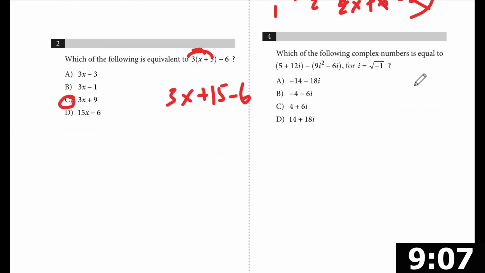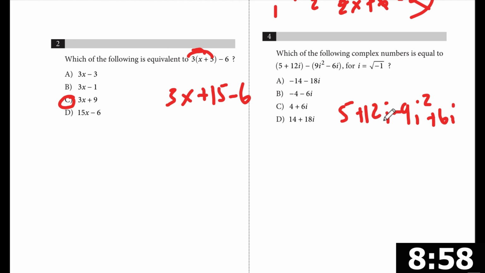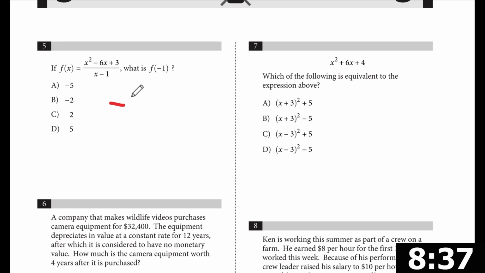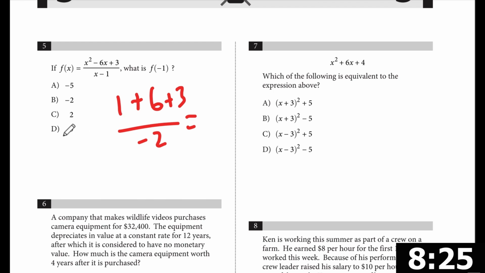Now, which of the following complex numbers is equal to 5 plus 12i minus 9i squared plus 6i, simply just simplifying. 12i plus 6i is 18i, so I have negative 9i squared plus 18i plus 5. I squared is negative 1, so I have 9 plus 18i plus 5. 9 plus 5 is 14, so I have 14 plus 18i, meaning this would be D. Now for question 5, f of negative 1, I just plug in negative 1 squared. I'll just do this: 1 plus 6 plus 3 over negative 2 is equal to 10 over negative 2, which is negative 5.